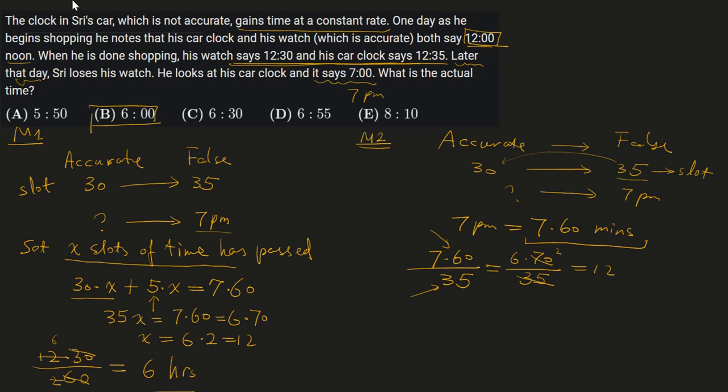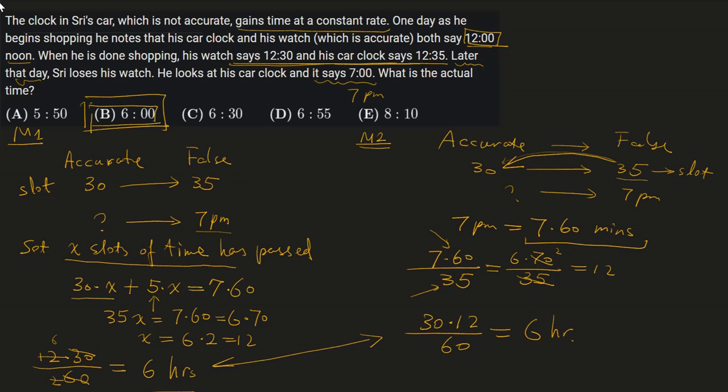Then what does that mean? We know that each slot of time in the false time system maps to 30 minutes in the actual time. Therefore, in the actual time, we have 30 minutes times 12 slots, and then divided by 60. So the last step is the same as before. Therefore, this equals 6 hours. So the current time is 6 p.m., which is the same as the first method.